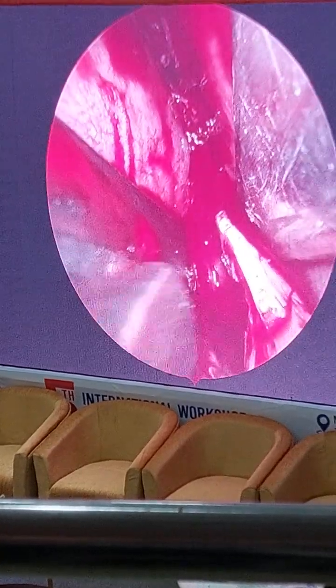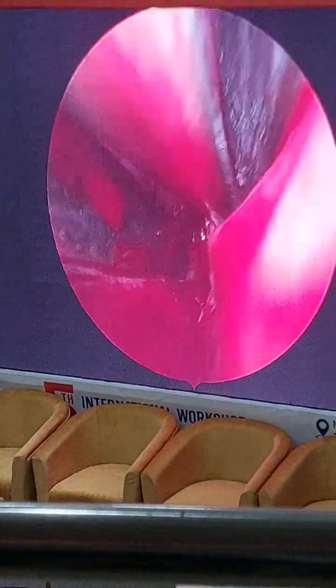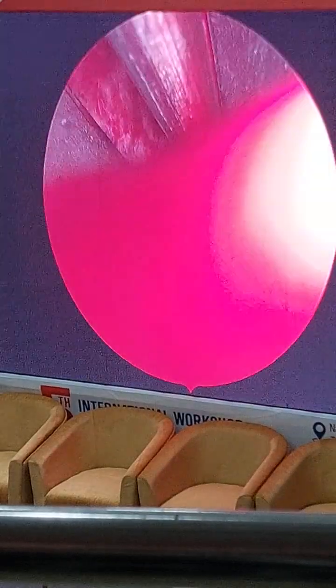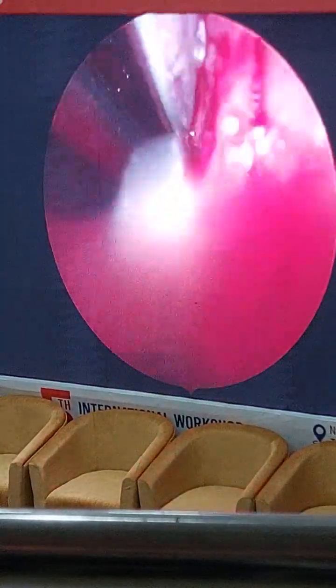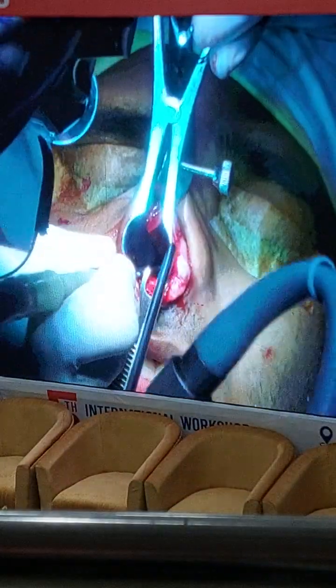After the harvesting of this, again, you try as much bigger, you try as much bigger.